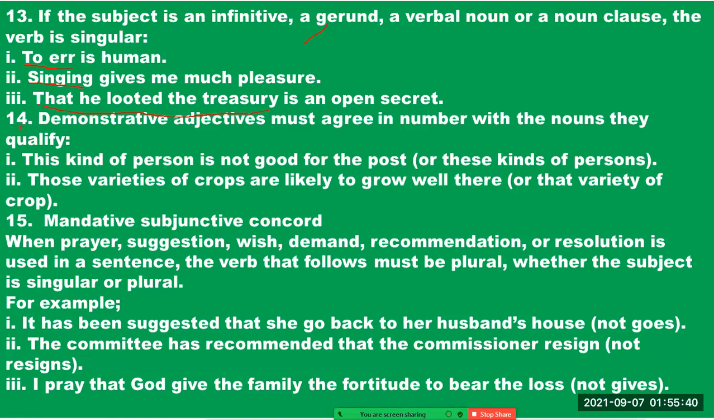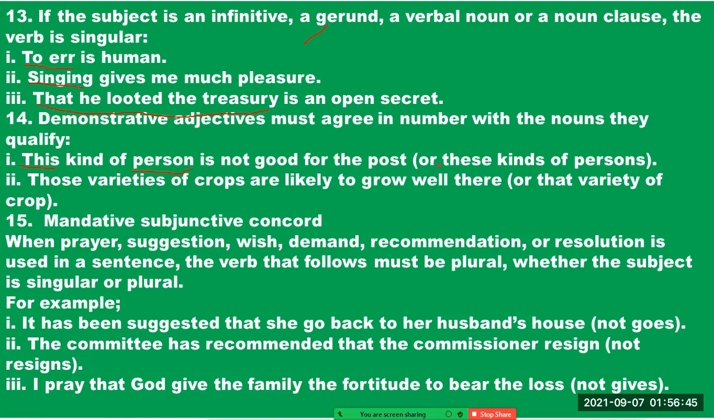Now, rule number 14: demonstrative adjectives must agree in number with the nouns they qualify. Demonstrative adjectives are the derivative of demonstrative pronouns when they are used to modify a noun. Let's look at examples. Example I, this kind of person is not good for the post. You can see this refers to person, so it's one person. Because we are talking of a singular person here, this demonstrative adjective has to be singular because it refers to a singular subject.